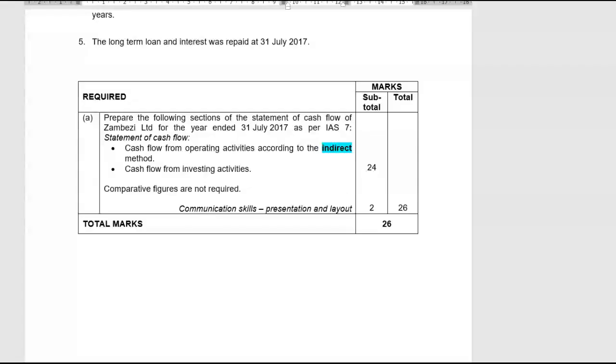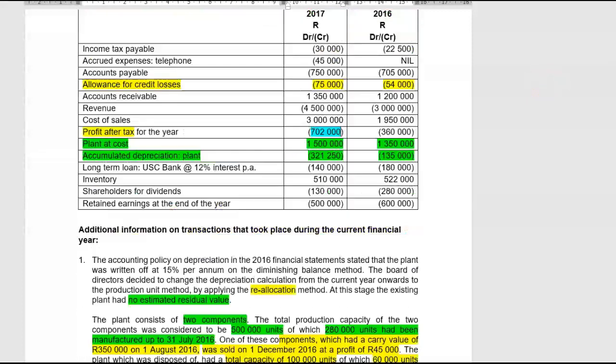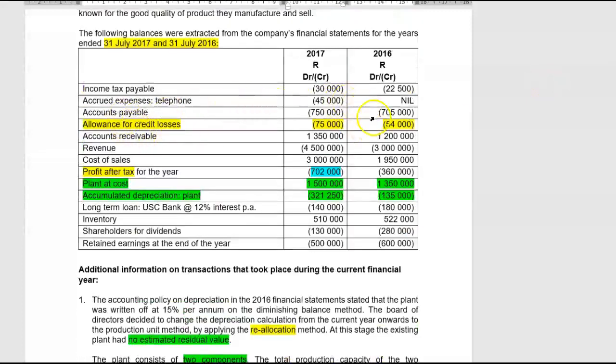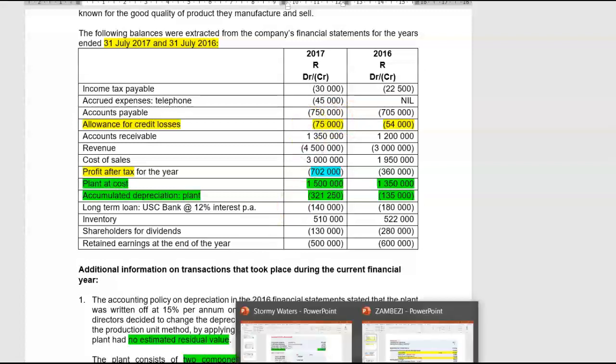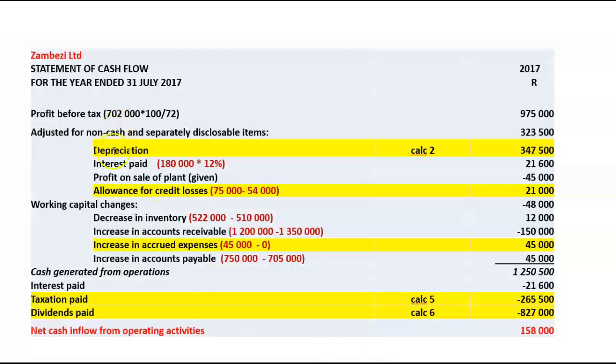Now, an important one that you do not have, that you mustn't forget, is that there was an increase in the allowance for credit losses account, and that increase must have gone through the income statement as an expense. So therefore, we have to add it back. So the difference between that allowance account balances, the 21,000, needs to be added back to your profit before tax.